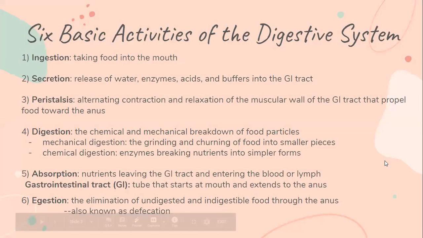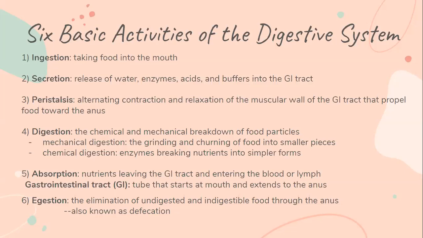So the 6 basic activities of the digestive system go as follows. The first main job it does is ingestion, which is taking food into the mouth. So whenever you're hungry or whenever you are eating a meal, you put food in your mouth, and that's ingestion.